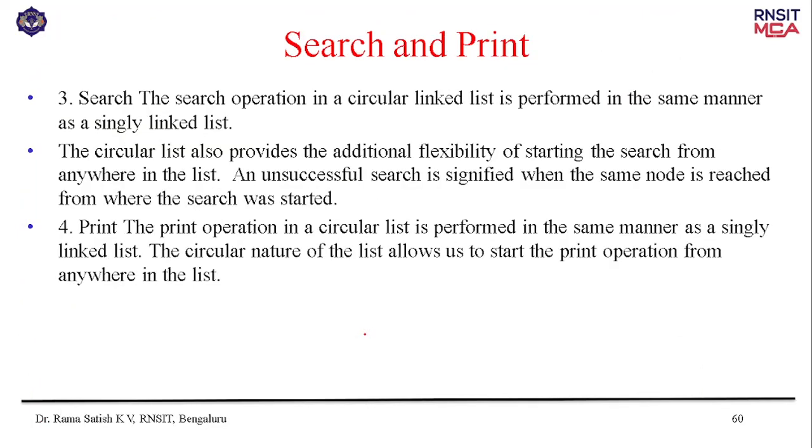And searching and printing are other operations. The search operation in a circular linked list is performed in the same manner as a singly linked list. You will start from the first element, that is the header node, and check for the key element, you compare. If it is found, you just say it is found, and if you reach the last element and still have not found any element, finally you display unsuccessful.